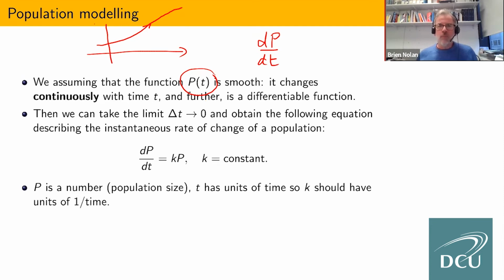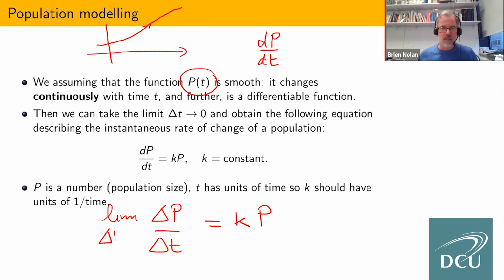Well then we can go back to our observation there that, as we saw, we can write mathematically. We can write our observation mathematically as the statement that delta p over delta t is equal to k times p. And then what we can do is take the limit as delta t tends to 0 of delta p over delta t. And I know what that is. That's the derivative of p.